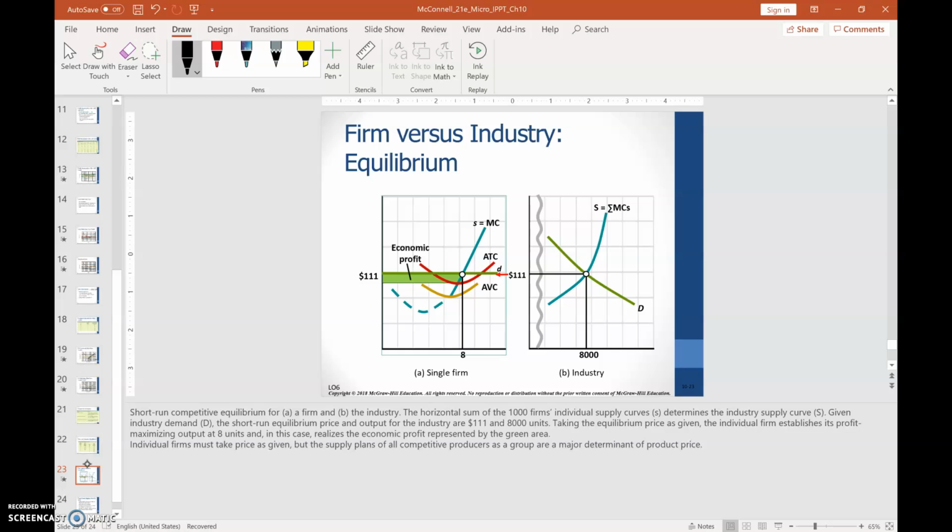When we are looking at an industry, the supply curve is a summation of marginal cost curves of all the firms in the industry. So, as simple as that.